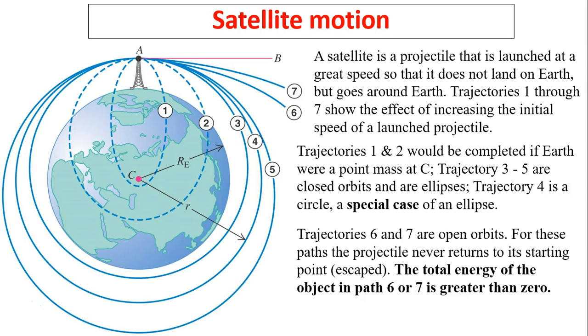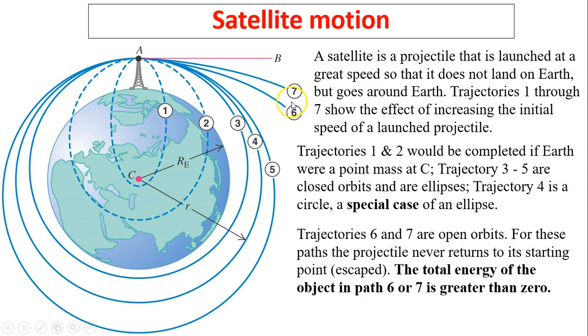A satellite is a projectile that is launched at a great speed so that it does not land on Earth but goes around Earth. Trajectories 1 through 7 show the effect of increasing the initial speed of the launched projectile. As you can see, 1 and 2 would have been complete if all the mass is concentrated at point C. Now 3 and 4 are closed orbits called ellipses. Trajectory 4 is a special case. It's a circle, a special case of an ellipse.